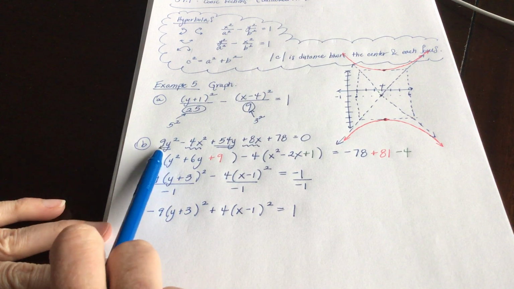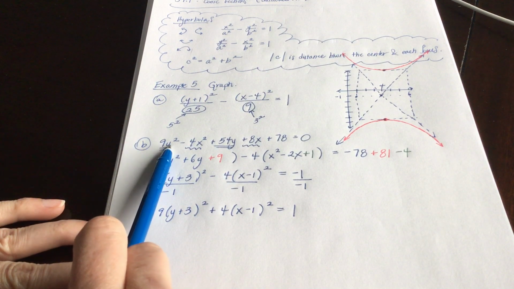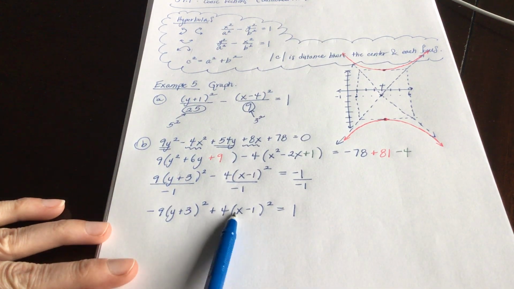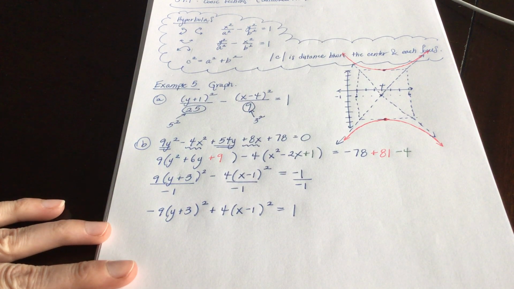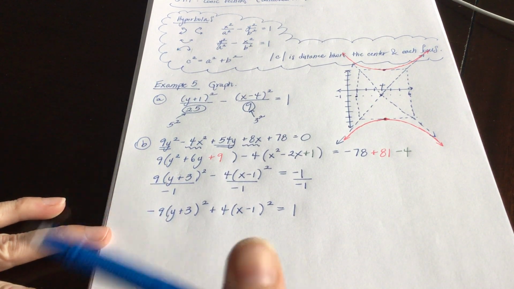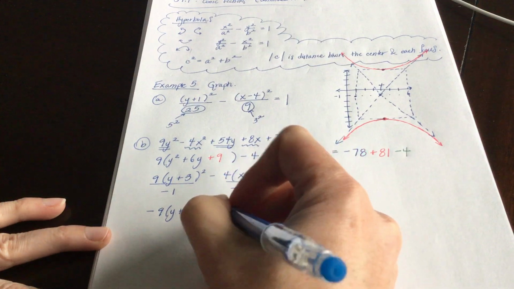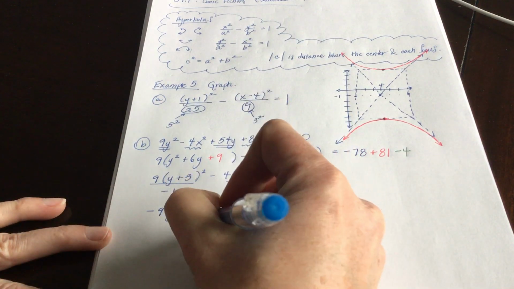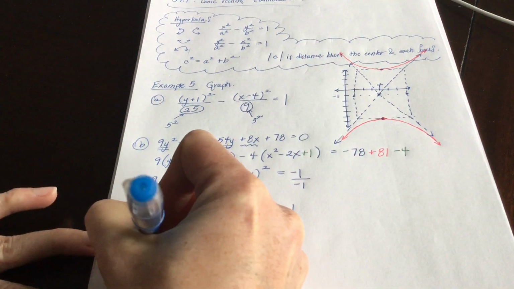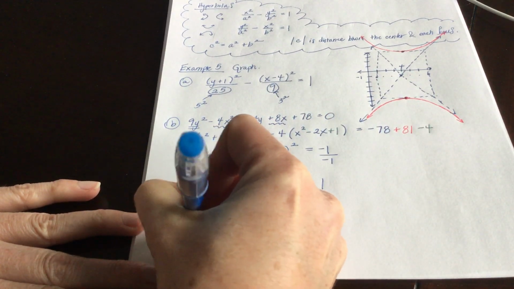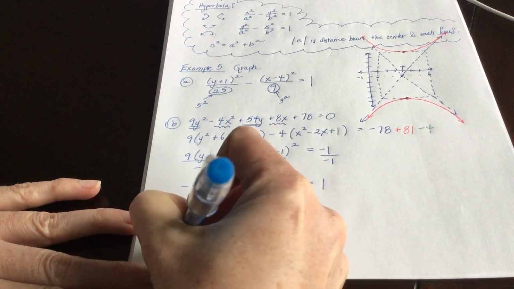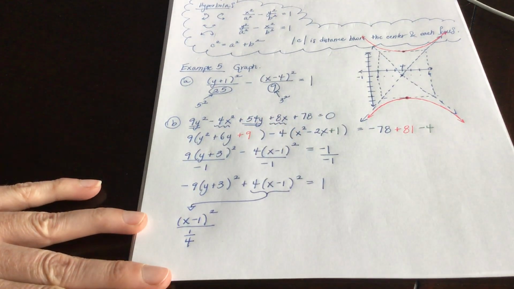At first, it totally looked like this thing was going to open in the y direction, but now, a little switcheroo, all of a sudden it's going to open in the x direction. What to do about the 4 and the 9? First of all, I really like my positive terms to be first. So you're going to see me write this over here. I'm going to write it as x minus 1 squared divided by 1/4, and I hope that makes sense.